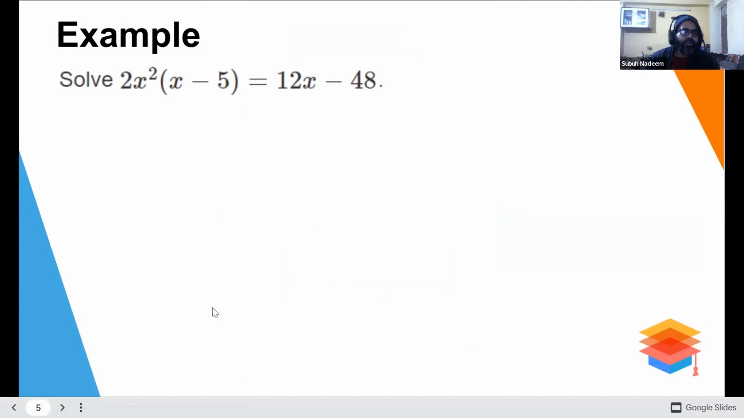Again, you will multiply 2x square with x as well as 5. So it will become 2x cube minus 10x square. And take 12x and minus 48 on the left side. So it will become a cubic polynomial equal to 0, and then you find the value of x.